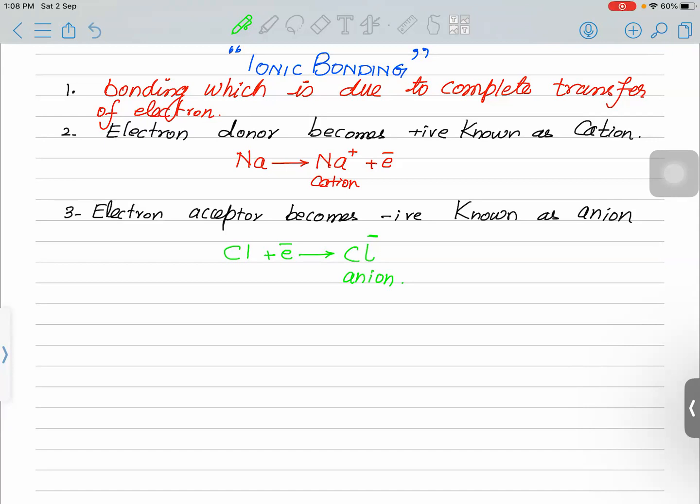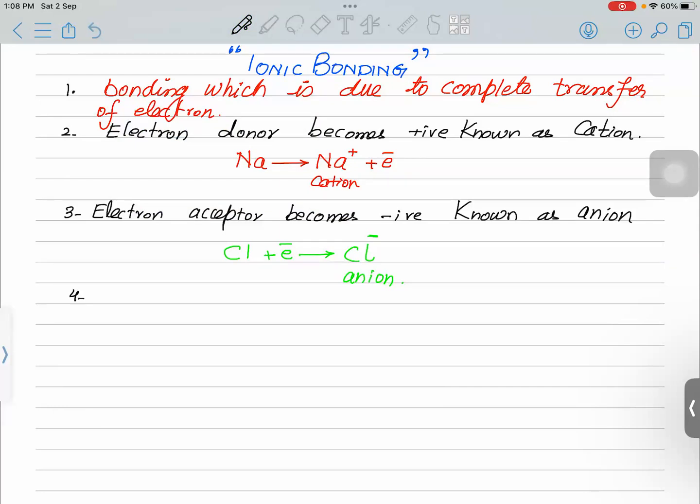So an ionic bond is formed due to the attraction between the cation and anion. This attraction is known as electrostatic force of attraction.